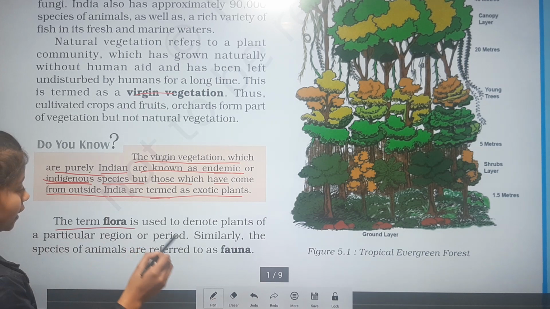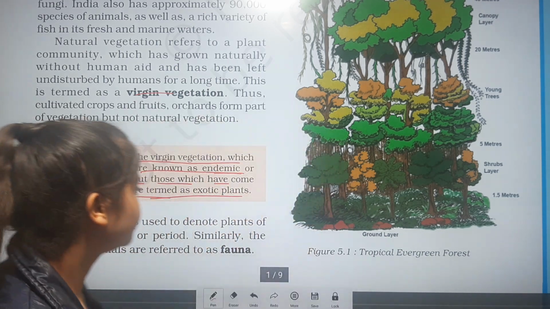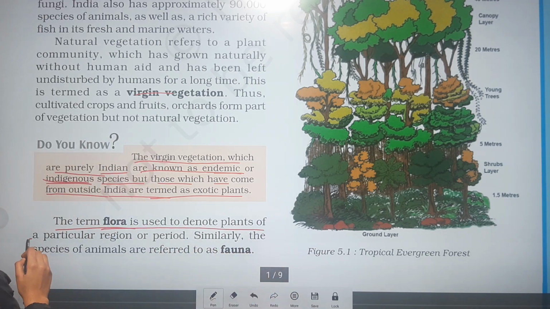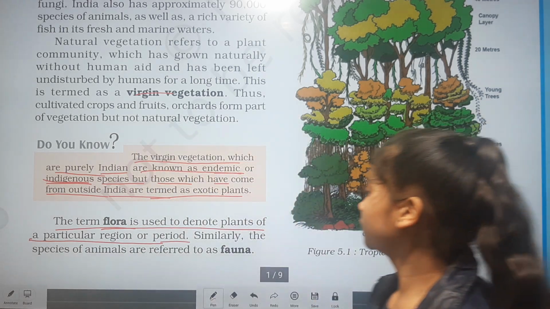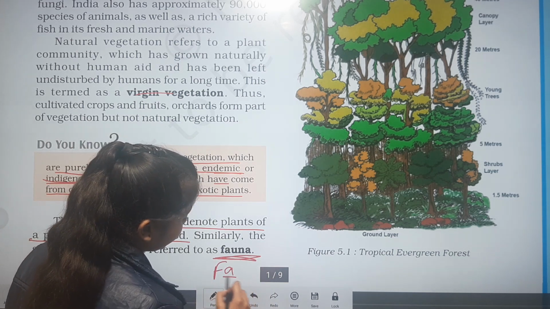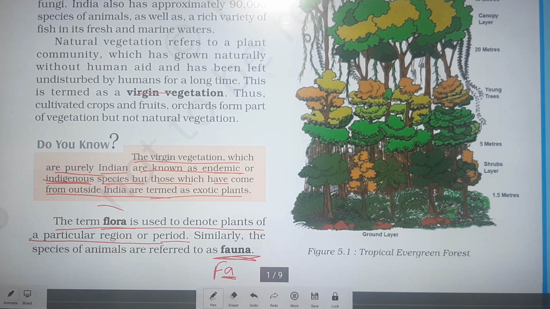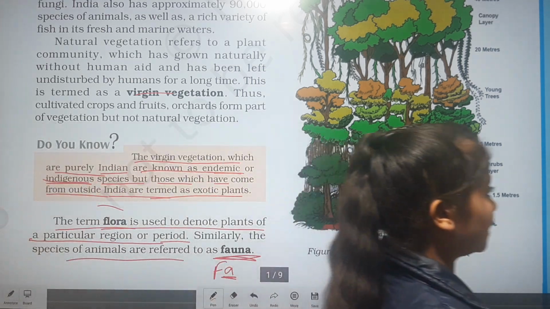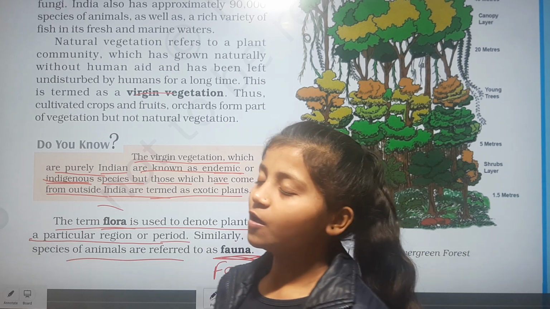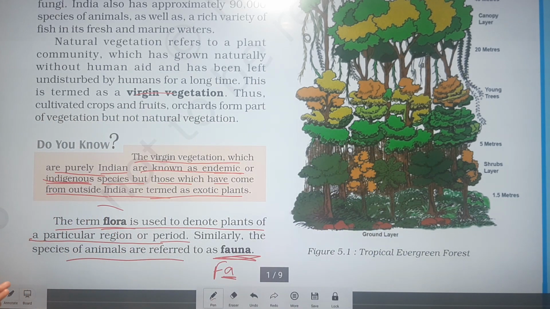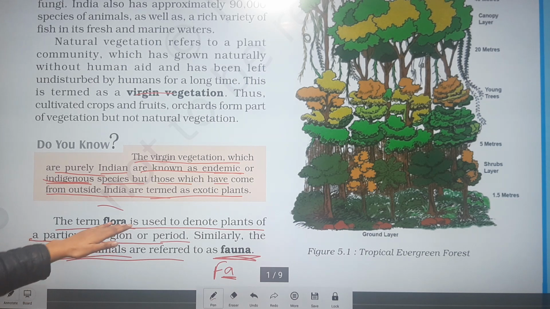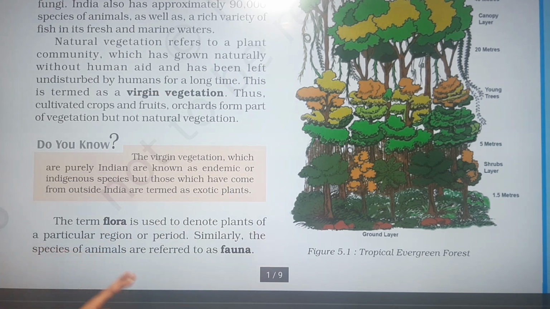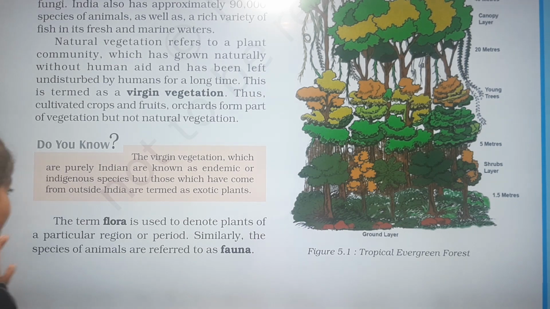Now here the term is flora. I hope you all know what flora is and what fauna is. Flora is used to denote plants of a particular region or period, and fauna is used to denote animals. So F, fauna, A means animals, and flora denotes plant species. The species of animals are referred to as fauna, and those which belong to plant species are called flora. I hope you understand this.